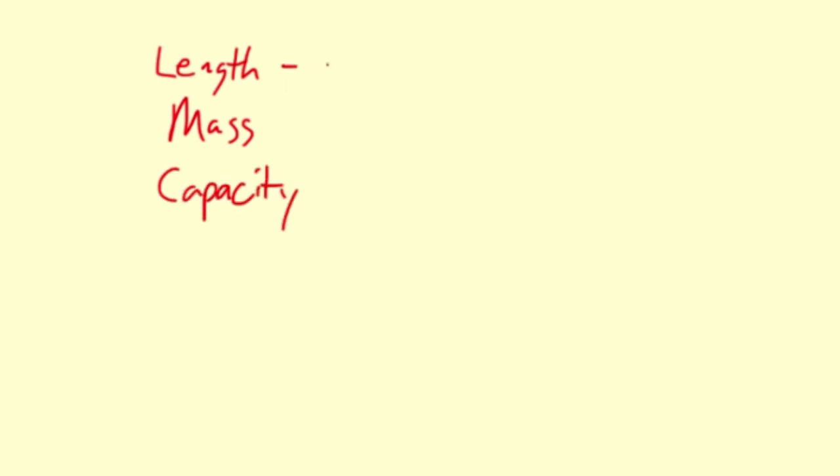And there are three different things you measure: length, mass, and capacity. Length is measured using meters. Mass is kilograms. And capacity is liters. So basically you're going to be converting from one measurement to another.